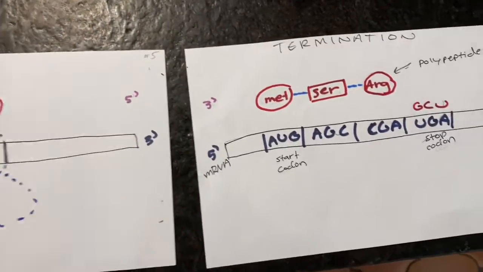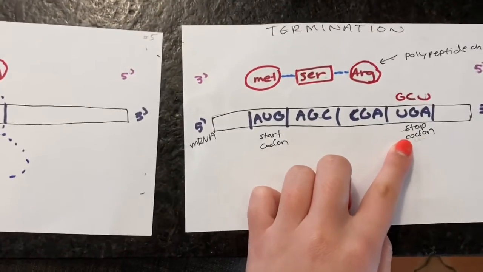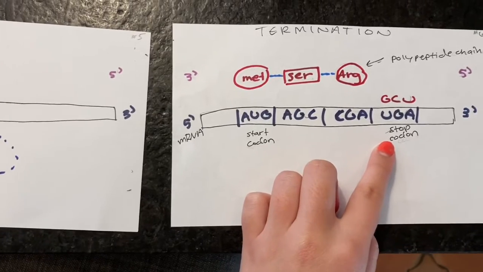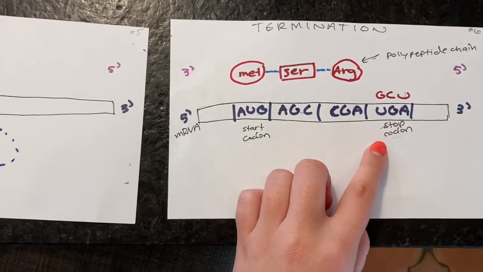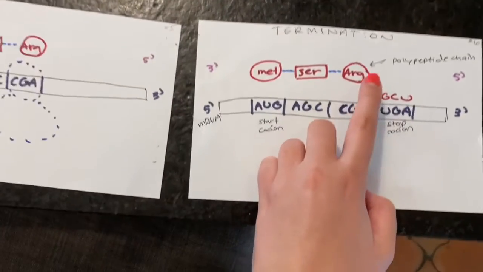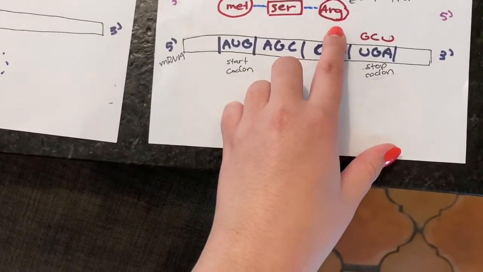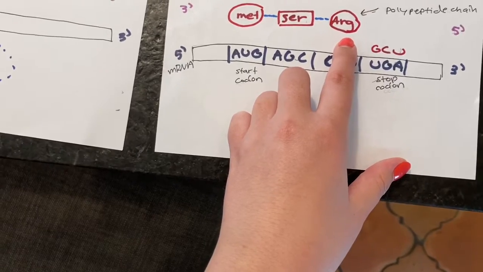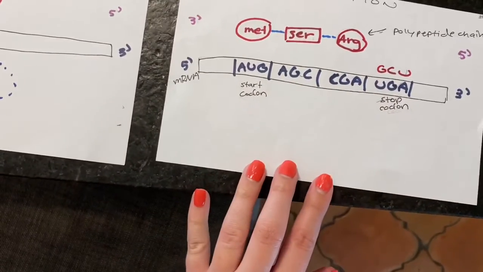Finally, once the ribosomal subunit hits the stop codon, termination occurs, which is when the release factor on the mRNA forces the enzyme to add water to the last amino acid on the chain. This reaction separates the chain from the tRNA and the ribosomes, and the new protein is released.